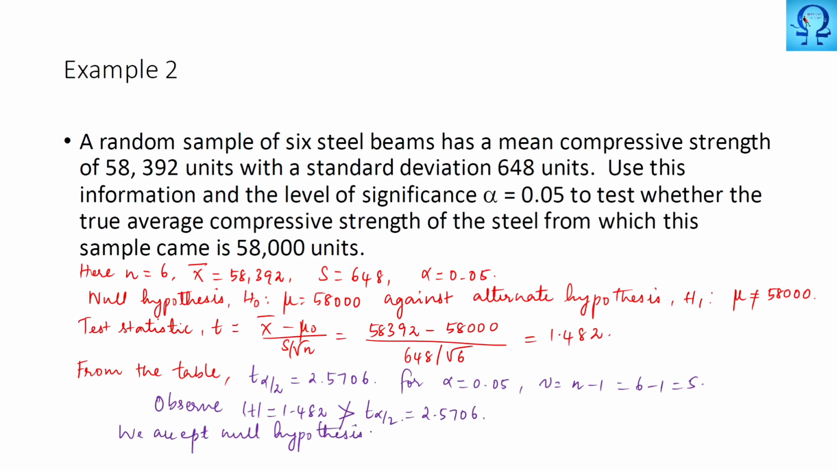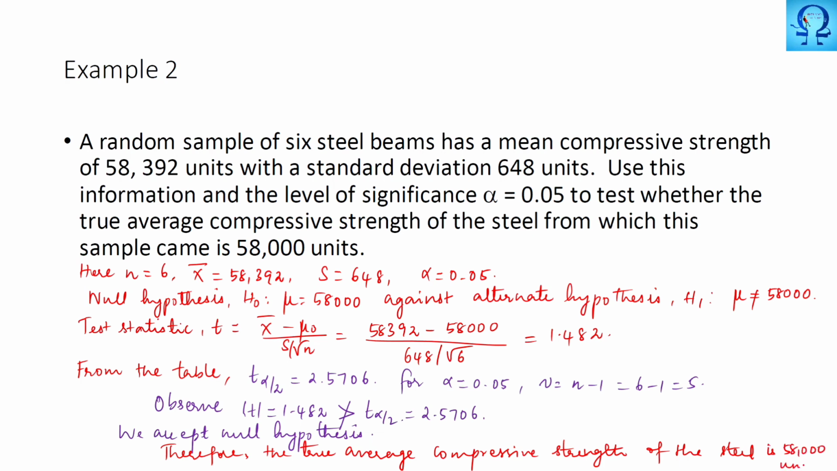So when we accept the null hypothesis, what can we conclude? We conclude that the true average compressive strength of the steel is 58,000 units. So we conclude with this. Thank you.